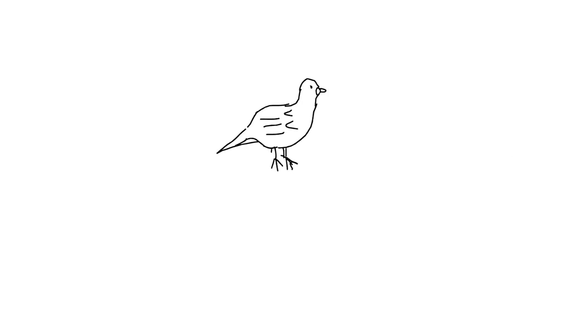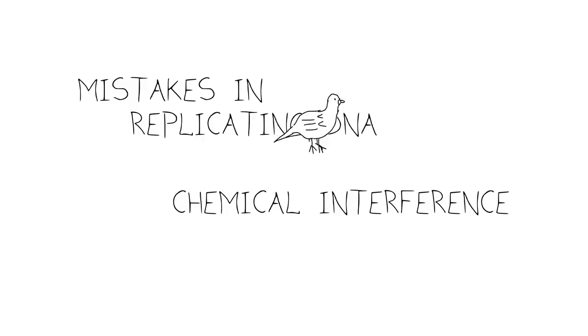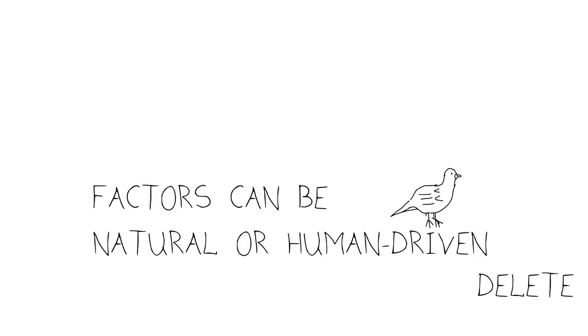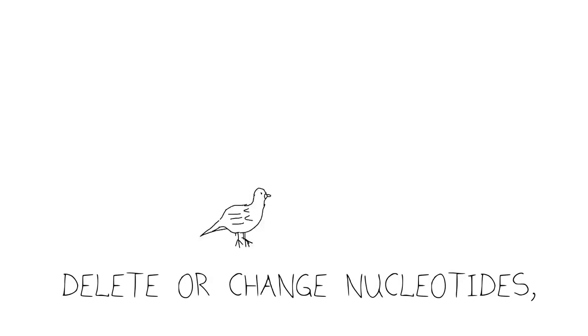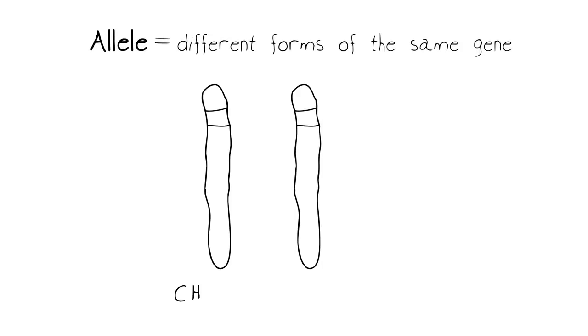Mutations happen regularly through mistakes in replicating or reproducing the DNA during cell division, from chemicals that can interfere with the structure of DNA, and from radiation. Though many of these factors are natural, they can be human-driven as well. The bottom line is that mutations can delete or change nucleotides. They can even change pieces of a chromosome, or even the whole chromosome. Mutations result in different forms of the same gene. These different forms are called alleles.